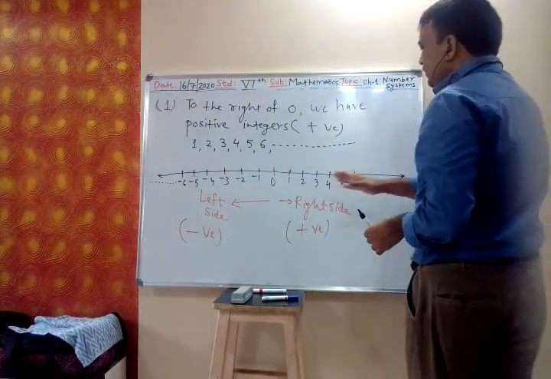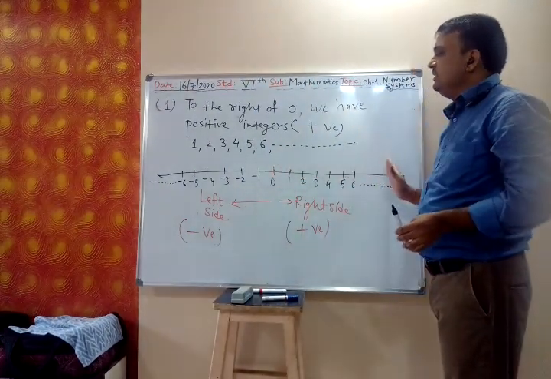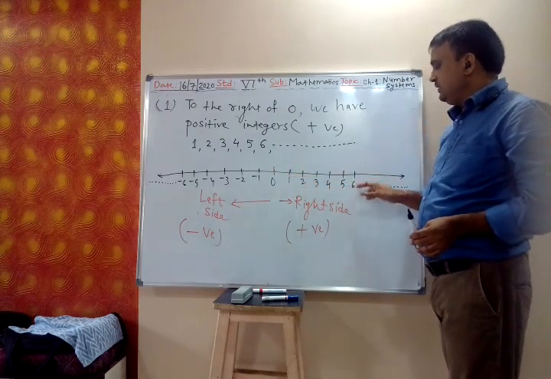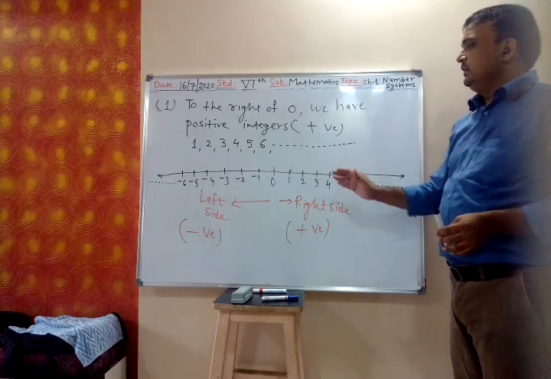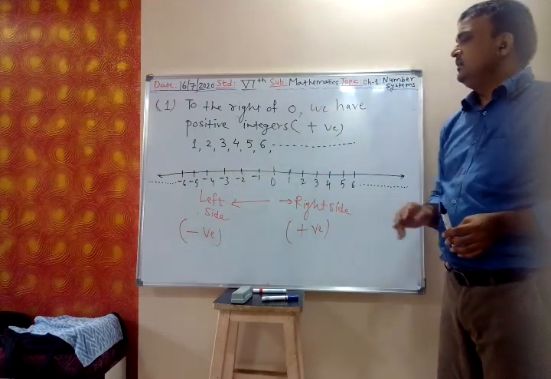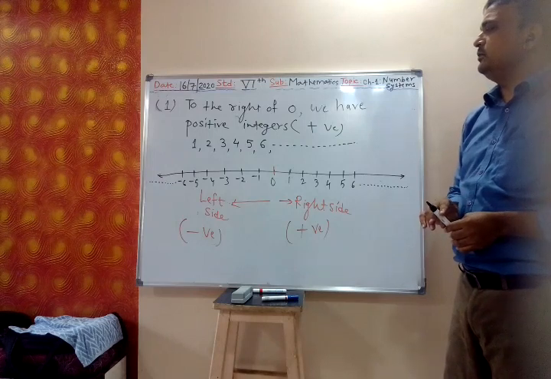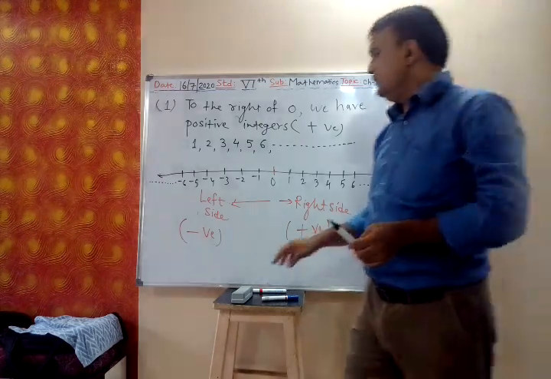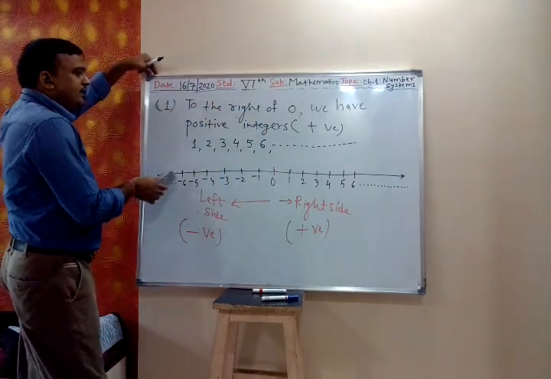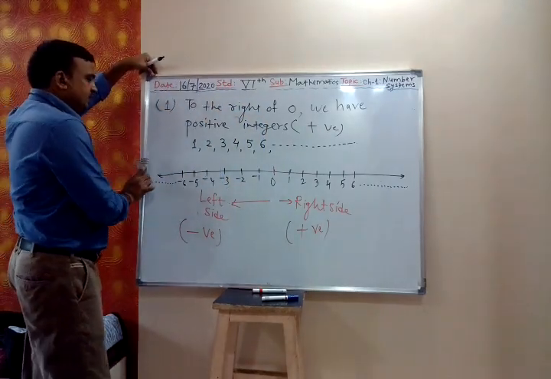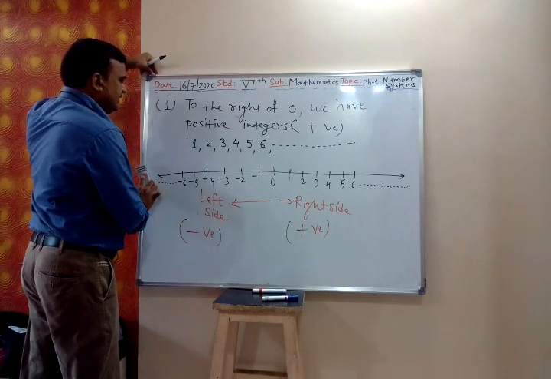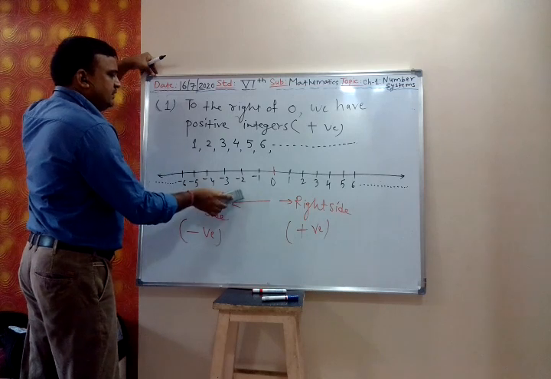To the right of 0, we have positive integers 1, 2, 3, 4, 5, 6, countless. Then to the left of 0, we have negative integers minus 1, minus 2, minus 3, minus 4, minus 5, minus 6. We write second point. First I am writing these points for your understanding. What is an integer? And then we will see the problem based on that.